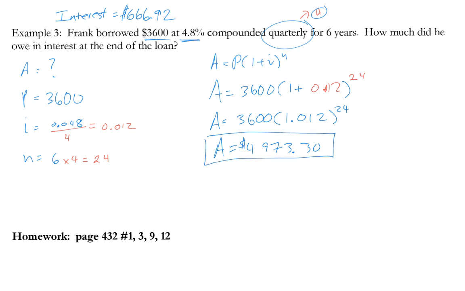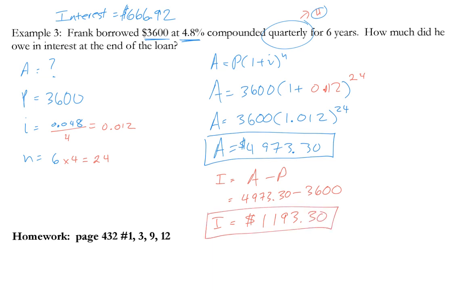But it says, how much did he owe in interest at the end of the loan? Remember, the interest is equal to the amount minus the principal. So the amount is $4,973.30 minus the principal, which is $3,600. So that means our I value, the interest, is going to be the following number, $1,193.30.